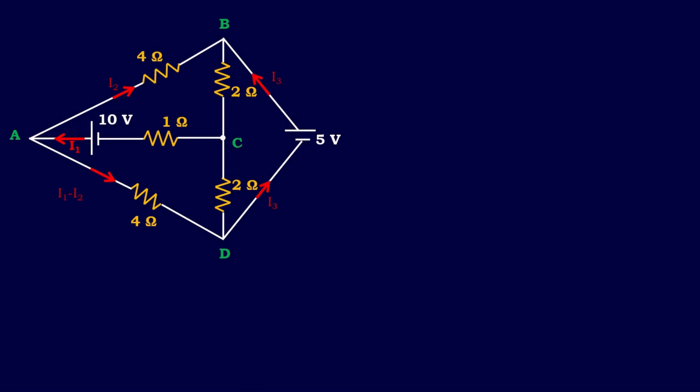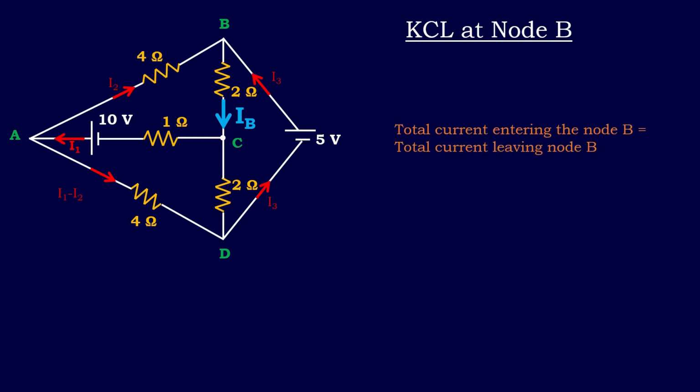Using the same logic, let us now apply KCL at node B. From the circuit diagram, current IB leaves node B. Currents I2 and I3 are entering node B. According to Kirchhoff's current law, the total current entering a node is equal to the total current leaving the node. So at node B, we can write IB equals I2 plus I3.